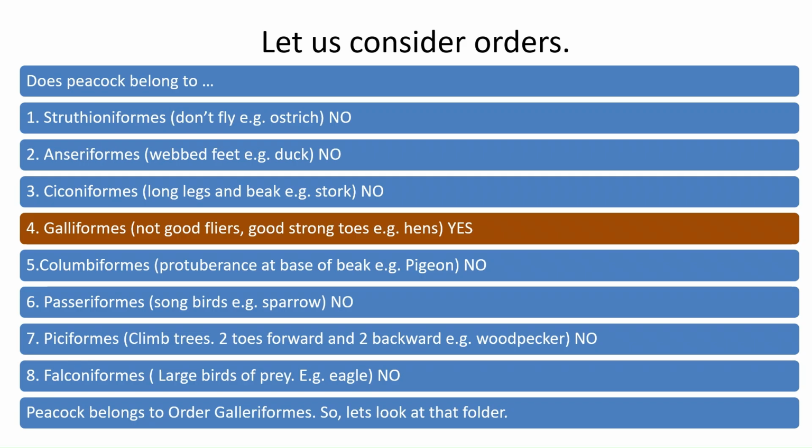Are they Passeriformes? Are they singing birds? No. Are they Piciformes? Do they climb onto trees? No. Do they have two toes in the front and two facing back? No. Falconiformes? No, not large birds of prey. So peacock belongs to the order Galliformes. So let's look at that folder and keep the others away.